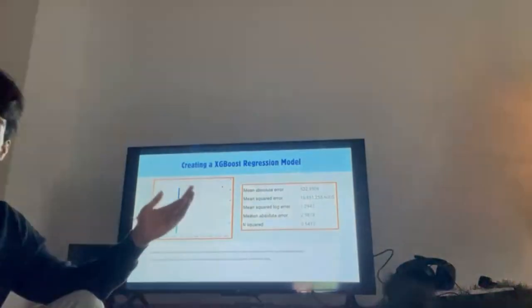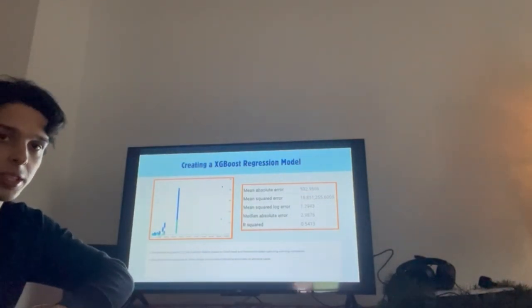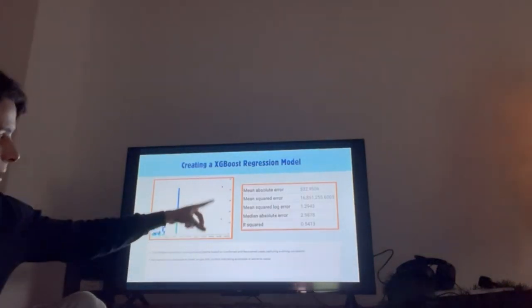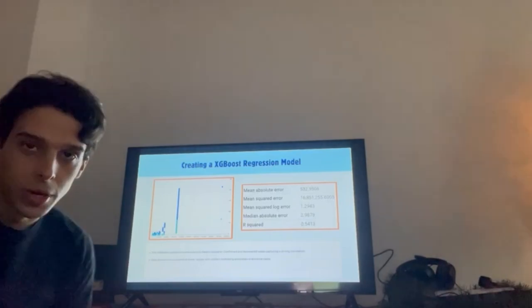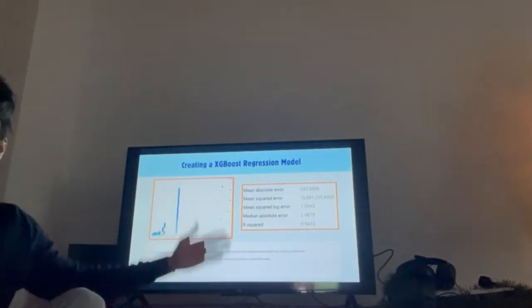The same with the XGBoost regression model, predicting deaths based on confirmed and recovered cases. Most predictions clustered at lower ranges with some outliers, which might be indicative of anomalies or extreme cases. Here we can see the metrics given by the XGBoost regression model.